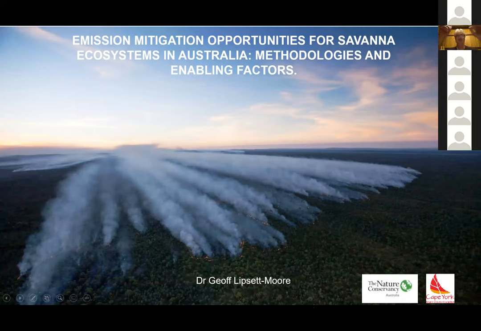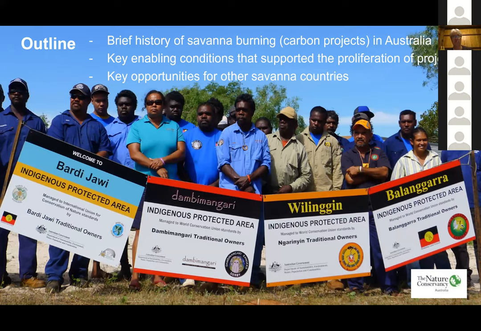There you go. I'm basically going to outline a brief history of savanna burning carbon projects in Australia. So what we've actually done to reduce emissions, because it's been happening here in Australia for quite a while. I'm then going to talk briefly to the key enabling conditions that have supported the proliferation of our carbon projects.